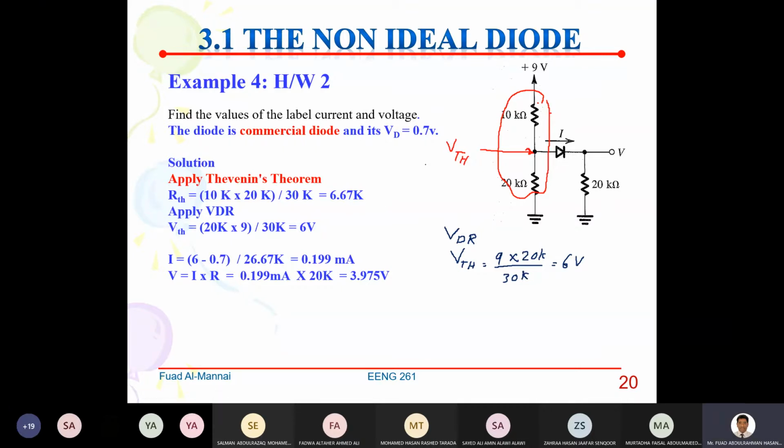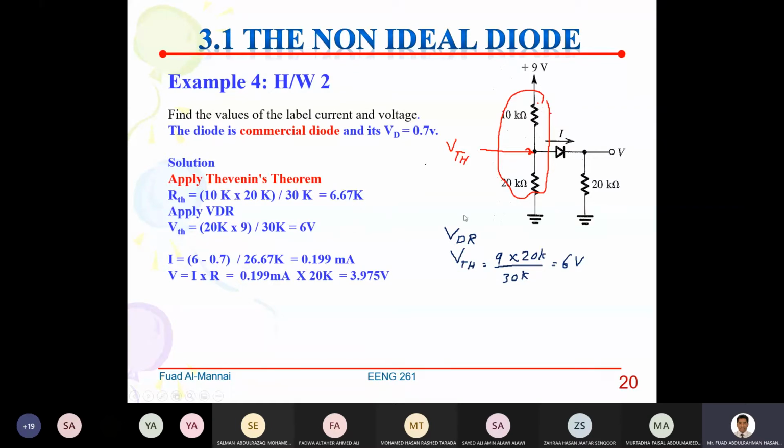Okay, very good. Now, to find VTH, we put back the voltage supply, which is 9 volts, and then VTH will be at this node here. To find VTH, we use the voltage divider rule: 9 multiplied by 20K divided by the sum, 10K plus 20K, which is 30K, and that will give you 6 volts. Are there any questions? All right.